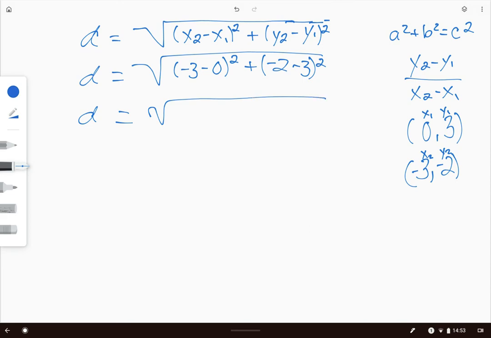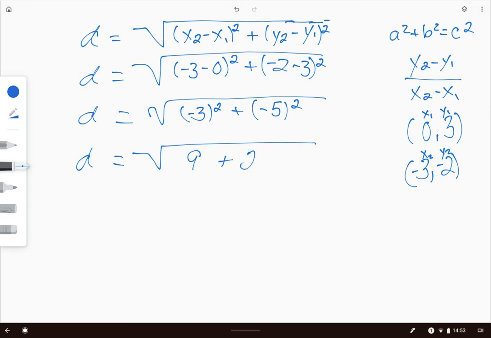Then -3 minus 0 becomes -3 squared, and -2 minus 3 is going to be -5 squared. -3 squared is -3 times -3, which gives me +9. -5 squared is -5 times -5, which gives me +25. Now I add those two together, and I have d equals the square root of 34.